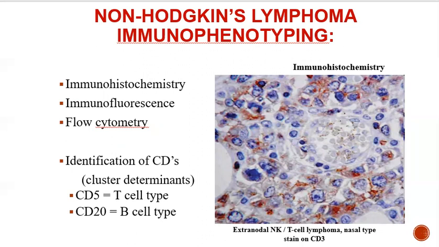Laboratory studies should include a complete blood count, routine chemistry, liver function tests, and serum protein electrophoresis to document the presence of circulating monoclonal paraproteins. The serum beta-2 microglobulin level and the serum lactate dehydrogenase are important independent prognostic factors for non-Hodgkin lymphomas.